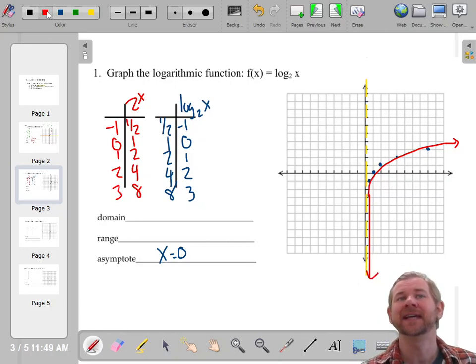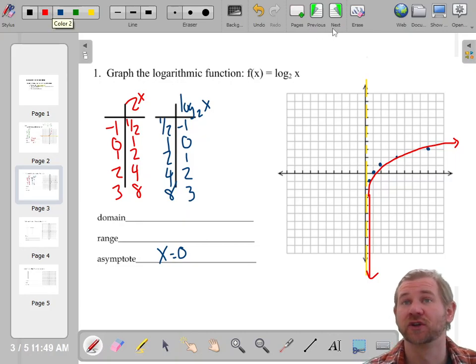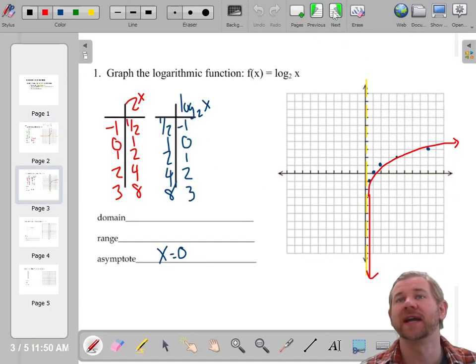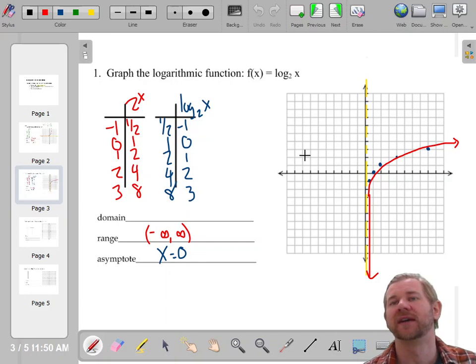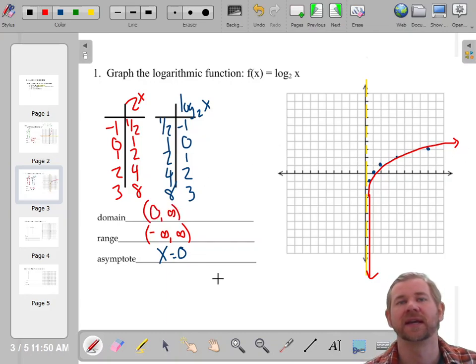So the domain in exponentials was forever left and forever right; now that's the range, forever down and forever up, -infinity to infinity. We flipped x and y, right? So what used to be the domain is now the range. Now, we got to flip this as well. Instead of 0 to infinity going up, it's 0 to infinity going left and right. The domain is 0 to infinity, and again, it doesn't hit 0.